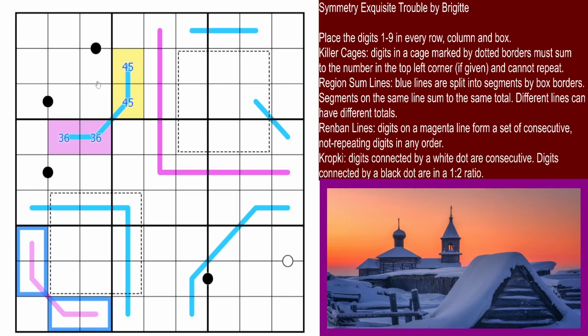And now Kropki dots. I can see some Kropki dots here. Digits connected by a white dot are consecutive.